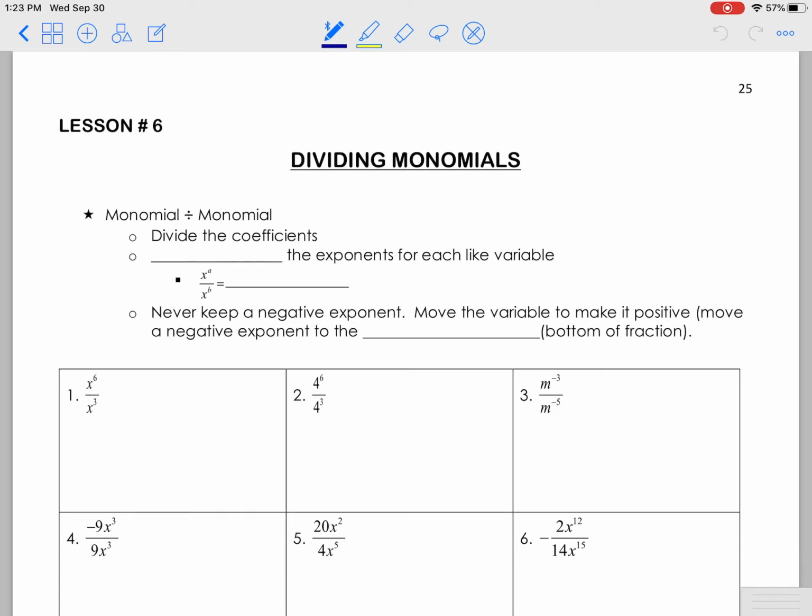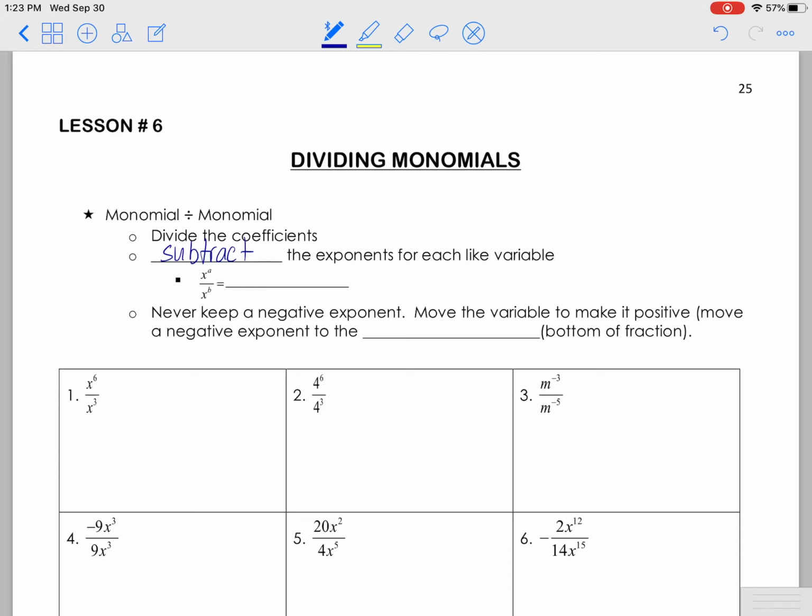So today we're going to start off pretty easy. We're just going to work on a monomial divided by a monomial. So one term divided by one term. Okay, so first step is you got to divide your coefficients. So always do the numbers in the front, divide by them. Then what you're going to do is you would subtract the exponents for each like variable.